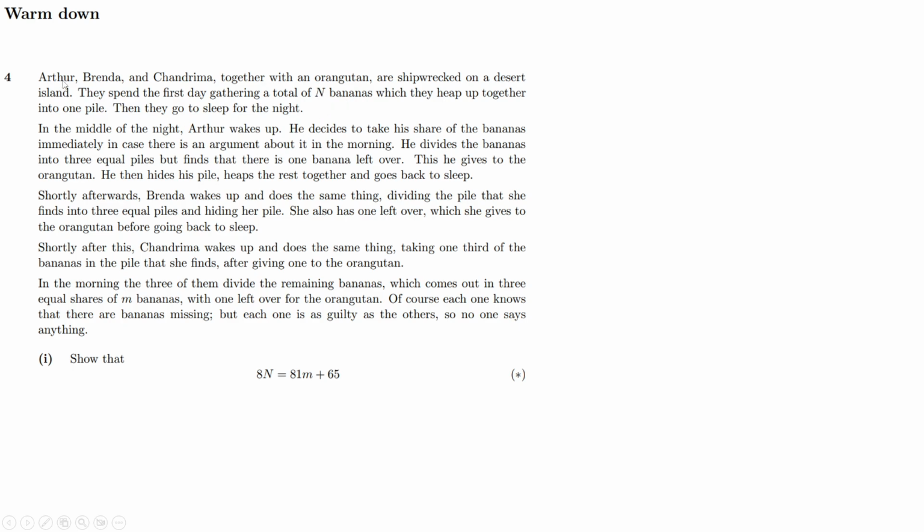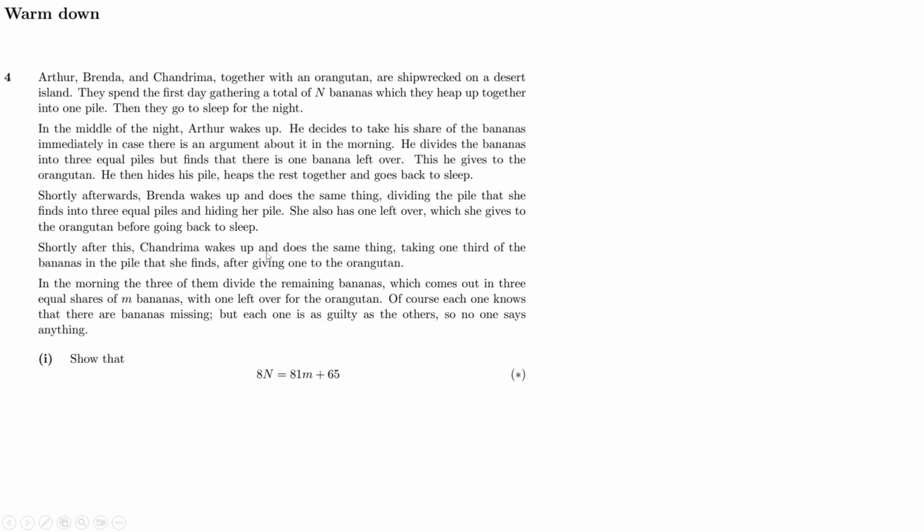Arthur wakes up and splits the pile into 3 piles of bananas, but then he realizes there's one left over. So what he does is he takes 1 pile for himself of those 3, and leaves that 1 extra banana for the orangutan. Then Brenda does the same thing, and then Chandrima does the same thing.